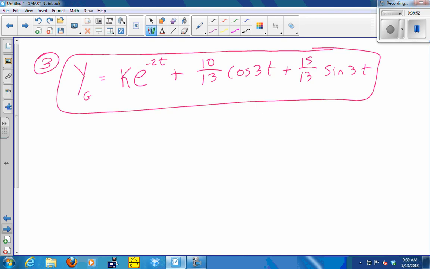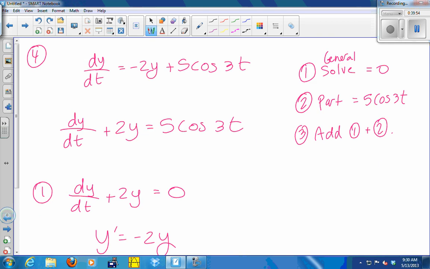Nope. So when you're solving a non-homogeneous linear differential equation, your 3-step process is: solve the associated homogeneous equation generally, find a particular solution to the non-homogeneous, and then add them. You don't have to put a multiple on the particular solution.